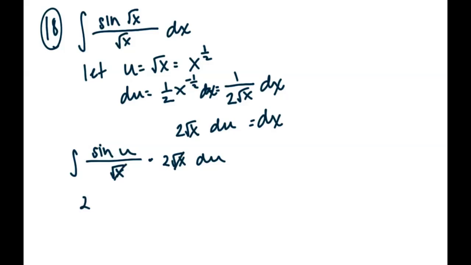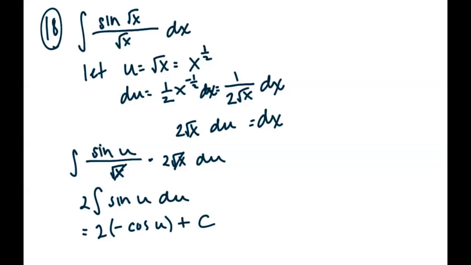Let's pull the 2 to the front. 2 integration sine of u du. So 2 is a constant, so let's bring it down to the answer. Times, now the integration of sine of u is negative cosine of u. So negative cosine of u plus c. Now 2 times that gives me negative 2 cosine, and u is the square root of x plus c.